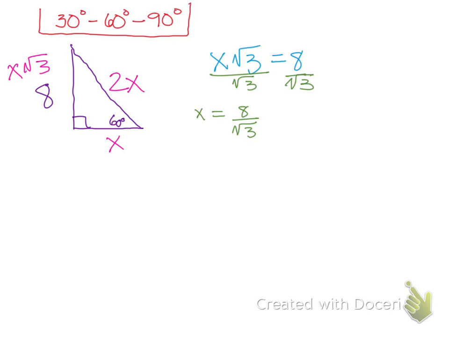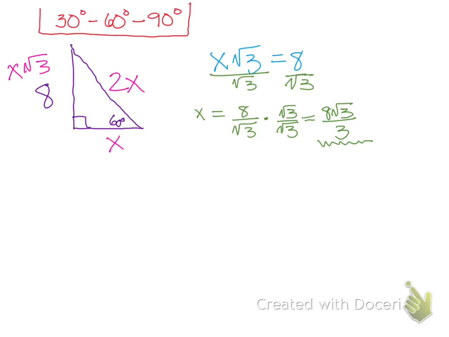But remember, we don't like to leave a root in the bottom. So I've got to get rid of the root in the bottom. So I'll multiply by root 3 over root 3, which gives me 8 root 3 over 3. Okay? So that was my step. That was my make an equation, and that was my solve for x.